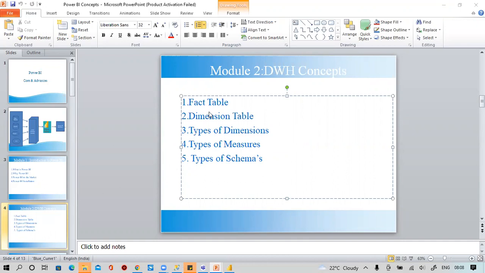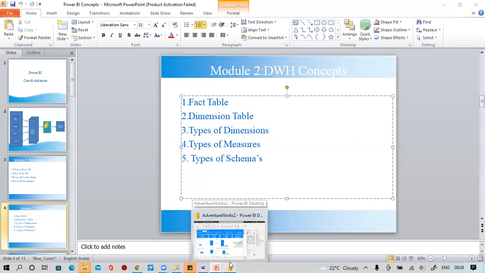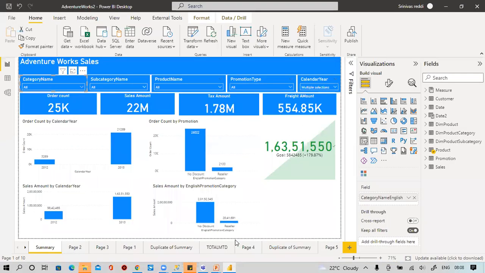Listen guys, these are very useful from the interview point of view. Definitely most interviewers will ask these questions. Okay, now I will give you the definition of the conformed dimension. A conformed dimension is a dimension which is not changing over the period.